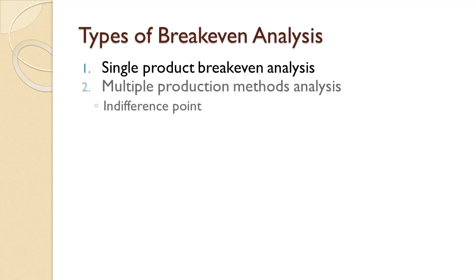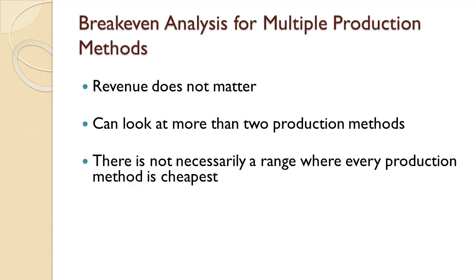a profit. The second is looking at two ways to produce a product and finding the range over which each is cheaper. For example, if the costs are the same at 500 units, then method A might be cheaper below 500 units and method B above 500 units. Technically, this point is known as an indifference point rather than a break-even point.